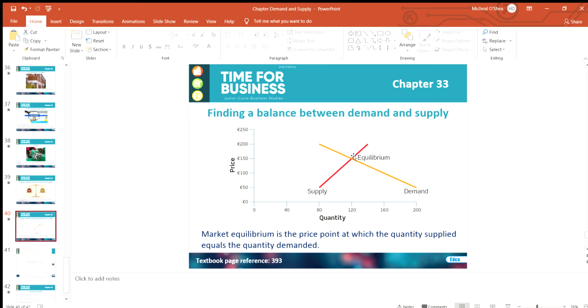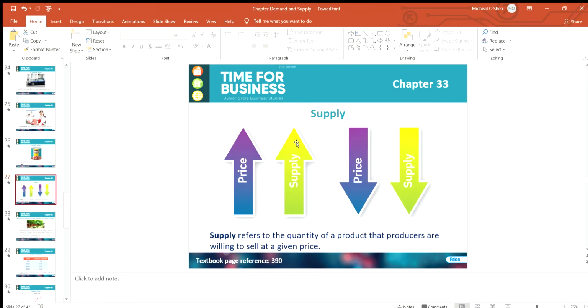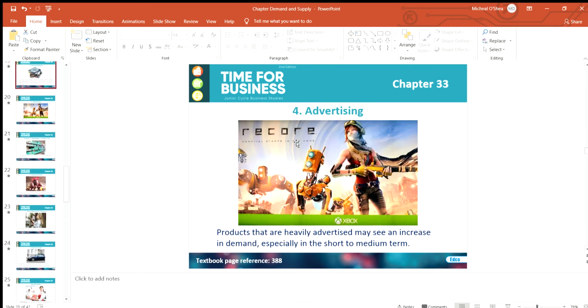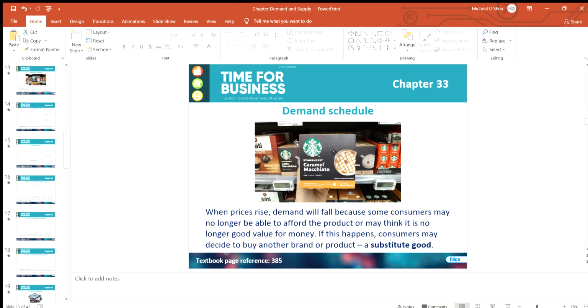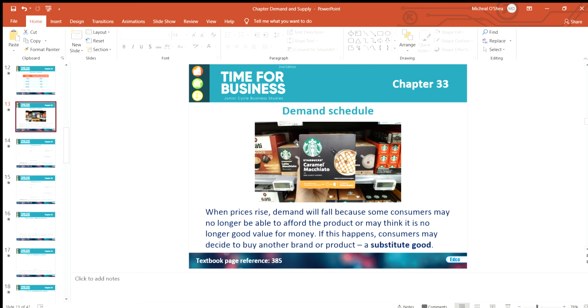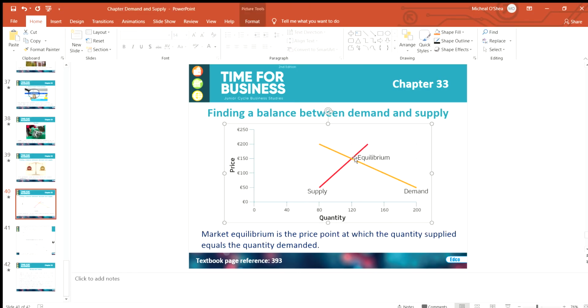So we see this here, and this is an intersection. This is your supply curve from the supply schedule, and this is your demand curve up here from the demand schedule. When you're given both tables and you draw it out, you'll find that there'll be an intersection point at some point between your demand and supply curves, and that point we call market equilibrium. Market equilibrium is the price point at which the quantity supplied equals the quantity demanded.